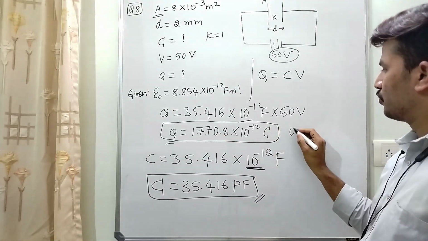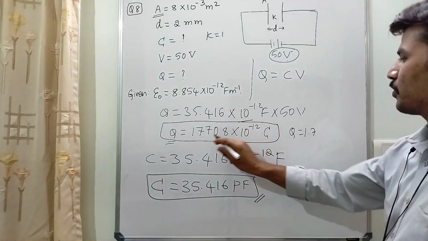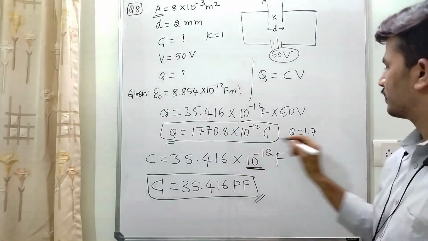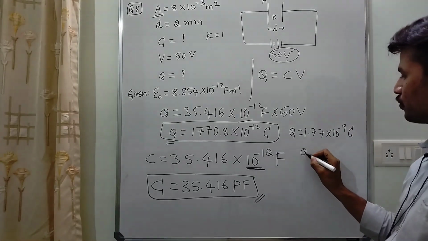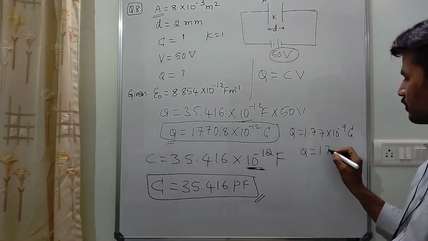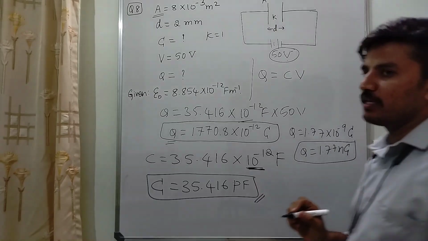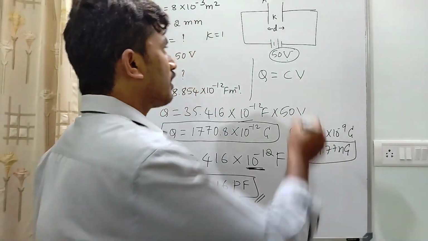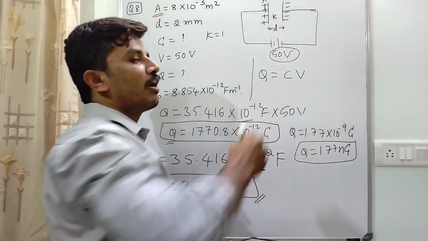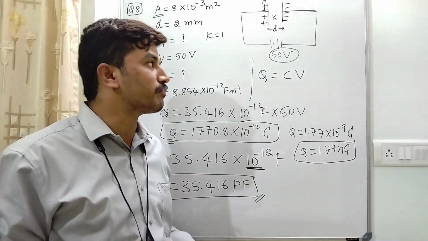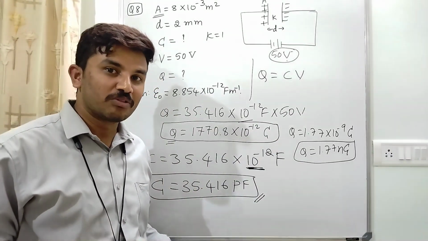So Q is equal to 1.77 into 10 to the power minus 9 coulomb, or Q is equal to 1.77 nanocoulomb. So this is the charge stored on the parallel plate capacitor when it is connected to a battery of potential difference 50 volts. So this is all about this. I hope you people have got this. Let us move on to the next video quickly.